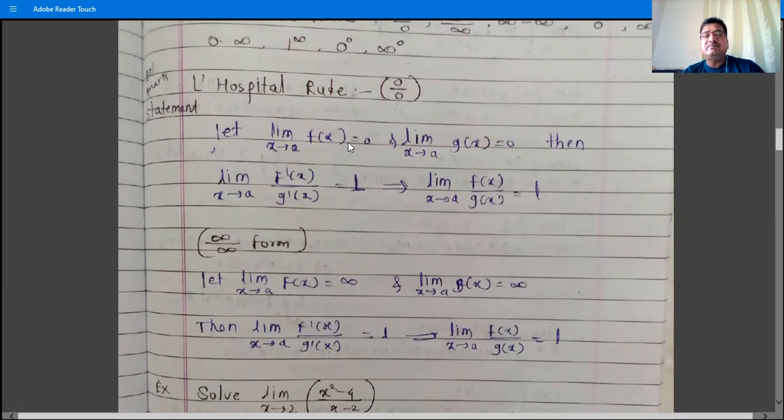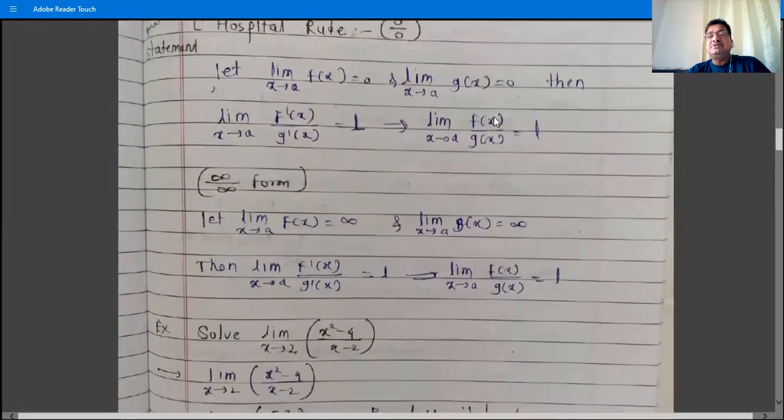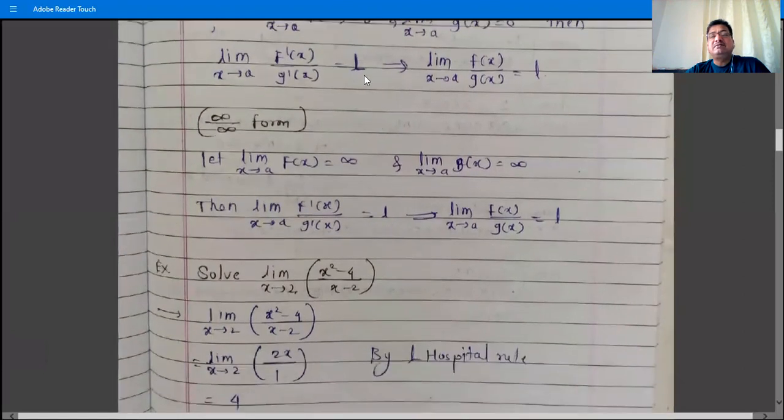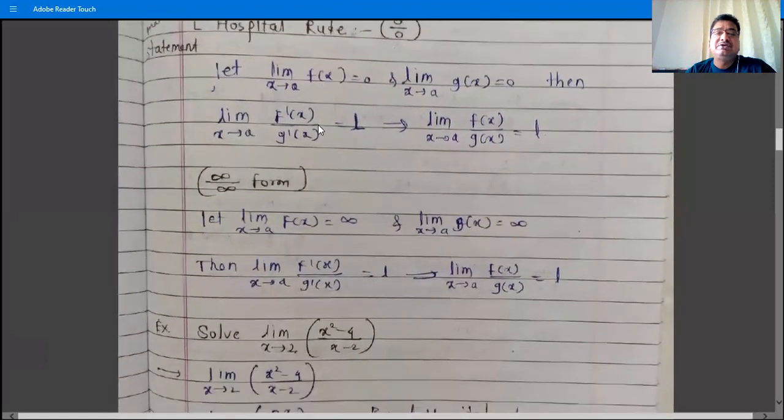So if the limit of f(x) is 0 as x tends to a and limit of g(x) is equal to 0, then the limit as x tends to a of f'(x) by g'(x) and the limit as x tends to a of f(x) by g(x) both are the same. So this is the L'Hospital rule. That is, we can differentiate numerator and denominator separately, but the limit remains the same. So you can use this fact to find the limit of some functions.